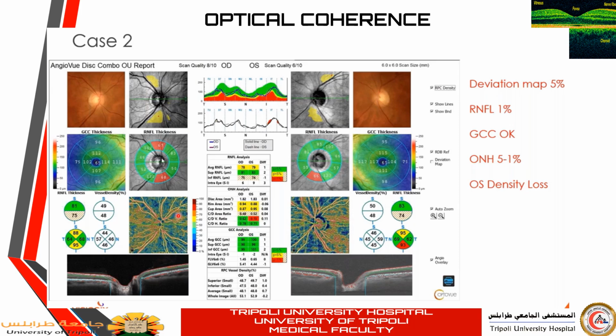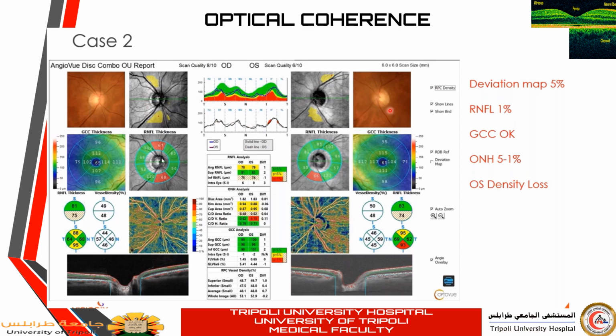Now when you look to the angio map, very clearly you can see that there is the decrease in the density of the capillaries here in the inferior part as well as in the superior part. And even when you look to the neuroretinal rim thickness here, the TSNIT map, you will find that there is a thinning in the inferior pole here of the optic disc.